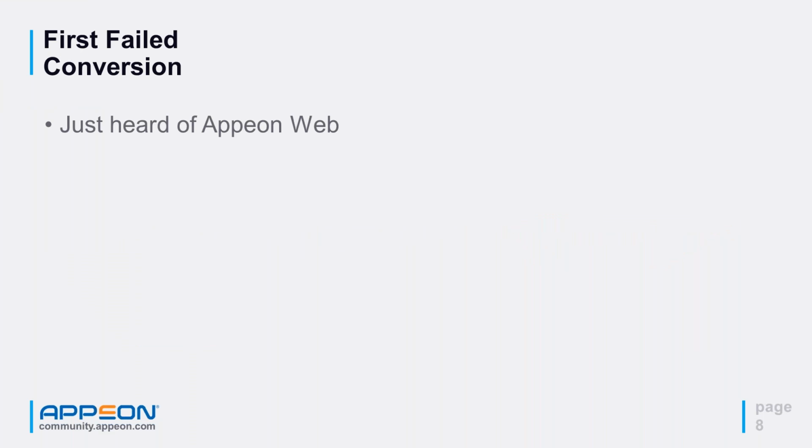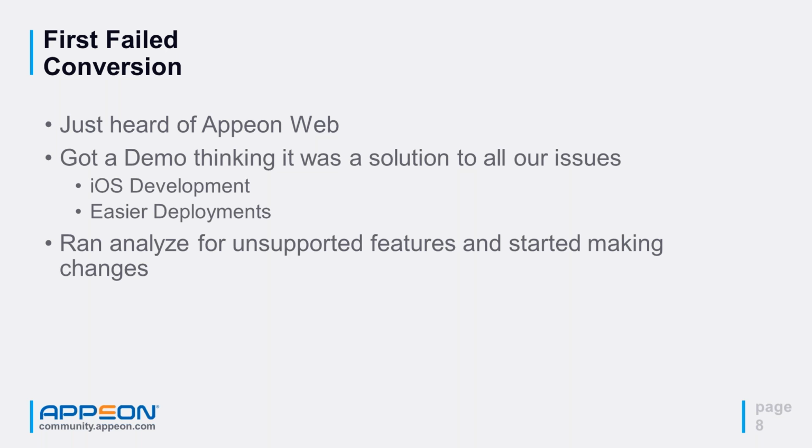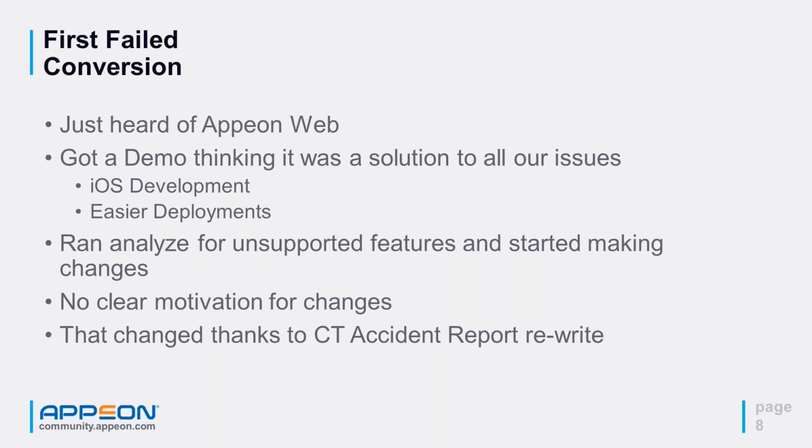So we had heard of Appian Web back early, I want to say middle of 2014, and we got a demo thinking it was a solution to all our issues. At the time, we were struggling with native iOS development and easier deployments, and being PowerBuilder developers, our developers here thought they could do it all, and they tried to make an application that did everything and shoehorn it into one size fits all, and unfortunately that didn't work. We started making changes with no clear motivation for the changes we were making.